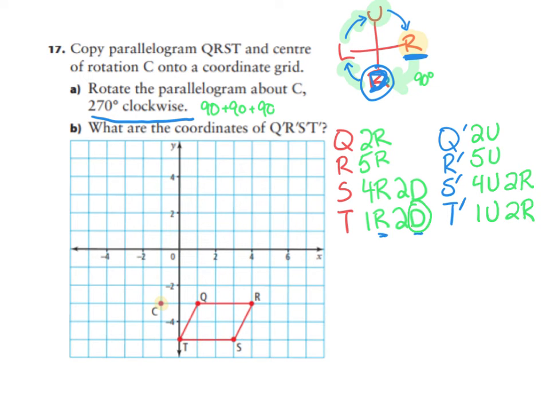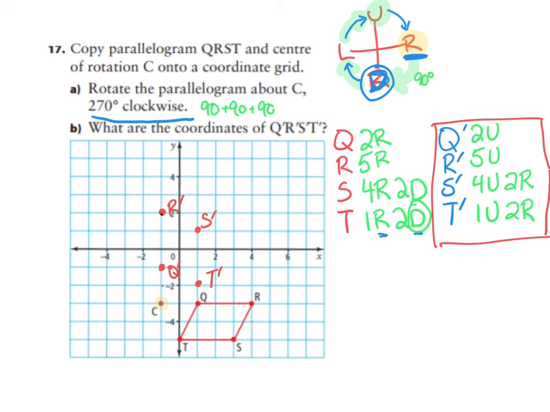Now I'm just going to plot them. So I'm going to plot these new ones over here, these primed QRST. So Q prime is now 2 up from the original center of rotation. So from C, I'm going to take 2 steps up, and that's my Q prime. R prime is 5 steps up. So from C, I'm going to go 1, 2, 3, 4, 5, and that's R prime. S is 4 up and 2 to the right, so I'm going to go 1, 2, 3, 4, and then I'm going to go 1, 2. So now that's S prime, and then T prime is 1 up and then 2 to the right. So over here, T prime.